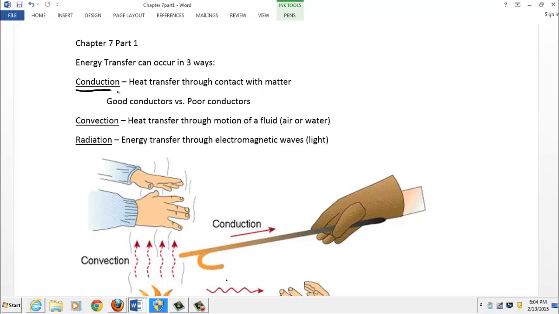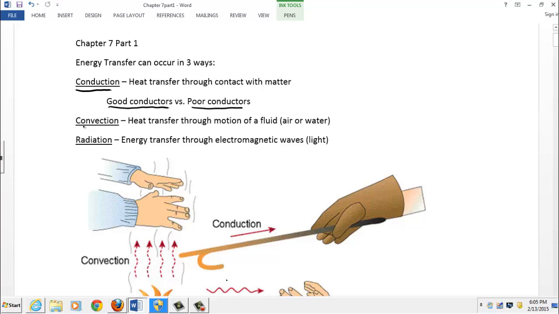And you need to be aware of two situations. You have your good conductors and your poor conductors. So when you're cooking, you should use plastic or wooden spoons because those are poor conductors of heat. And you should avoid using metal spoons because as you stir your stew or whatever you've got cooking on the stove with a metal spoon, eventually the metal spoon will get hot and it can transfer heat to you and you could get burned or at least be uncomfortable.